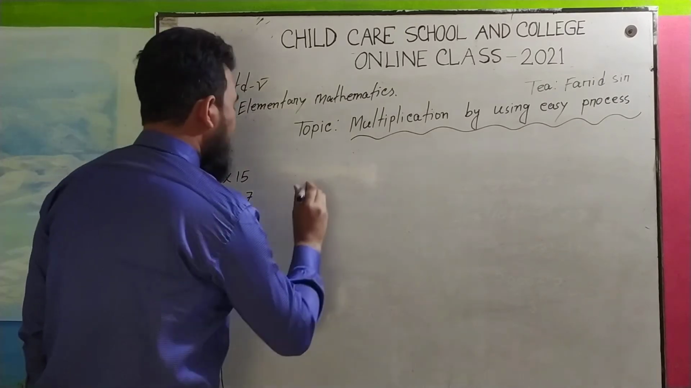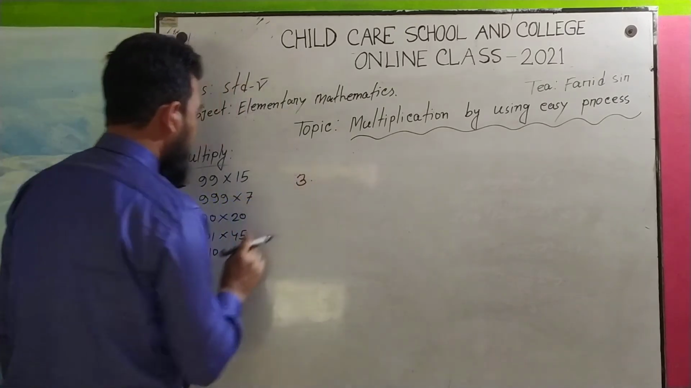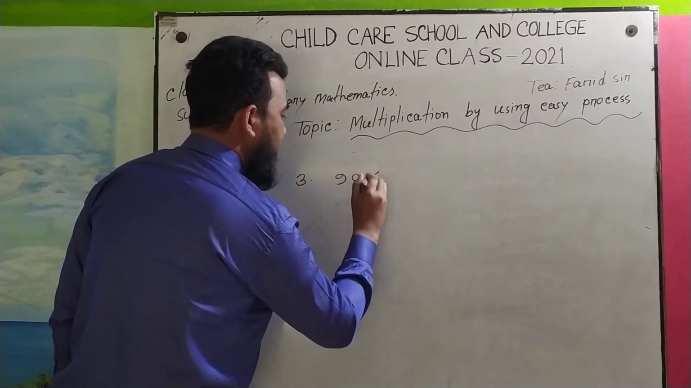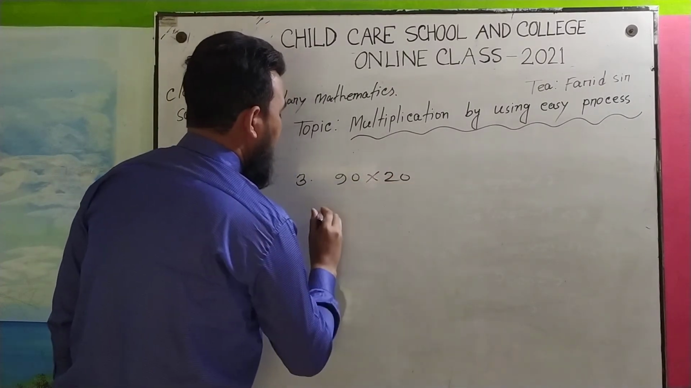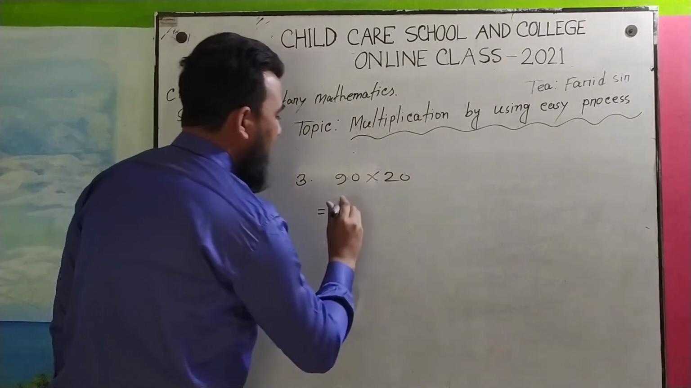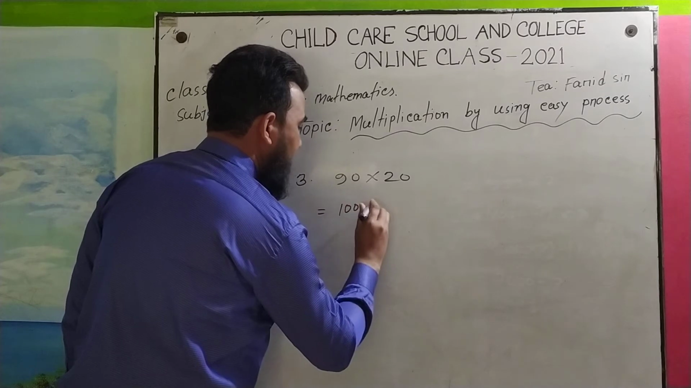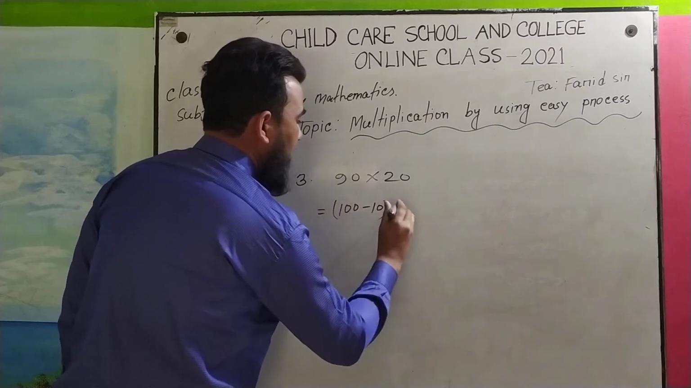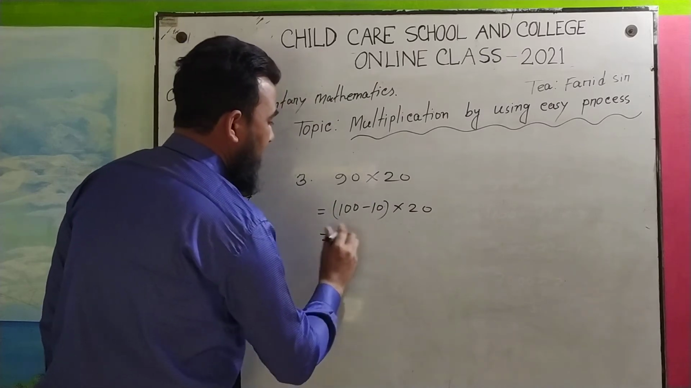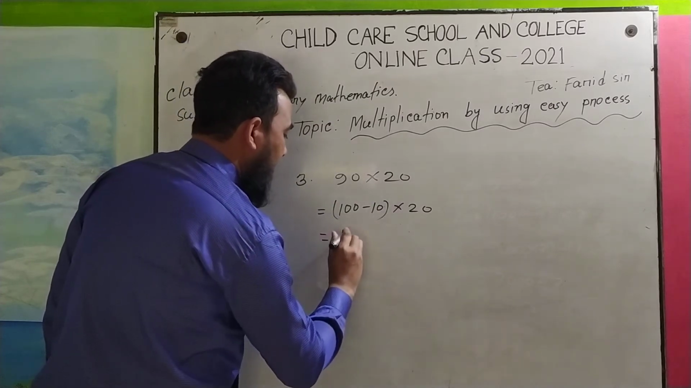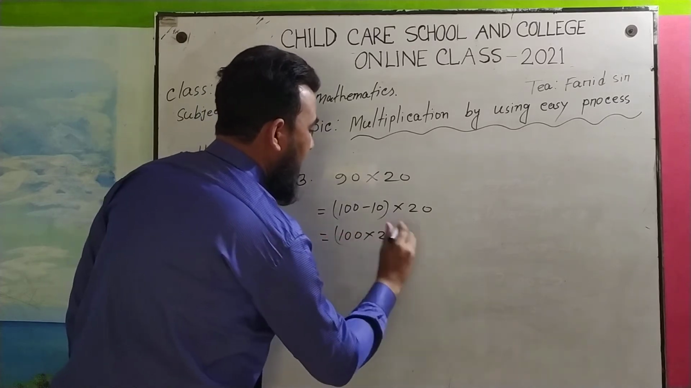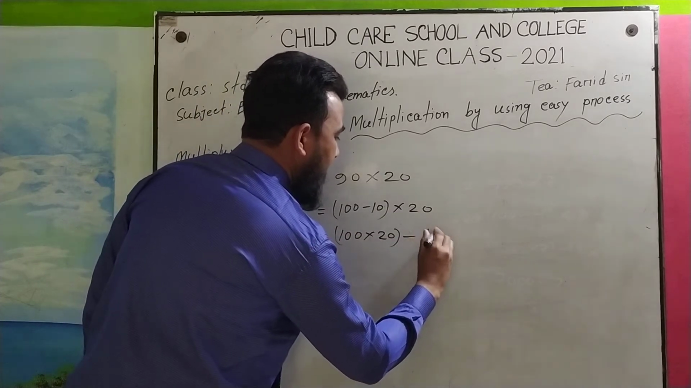Look here, 90 and 20. Now how can we write 90? It will be 100 minus 10. Okay, now multiplied by 20. Now look, we have to multiply 20 with 100, that is 100 into 20 in brackets. Now minus again 10 into 20.